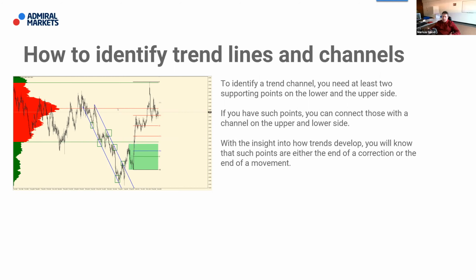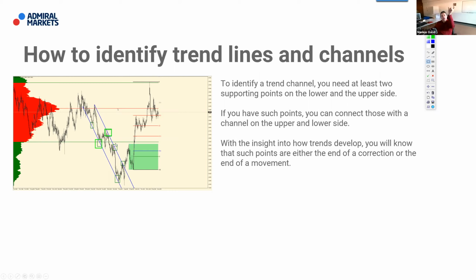So with this insight, ladies and gentlemen, into trend development, you will know that such points are either the end of the correction or the end of the movement. Have a look at this picture here on the left side. You see, it's just a downtrend. Of course, the blue lines are the signal for a downtrend. So you see, okay, here this is the end of the move, and here this is the end of the correction.